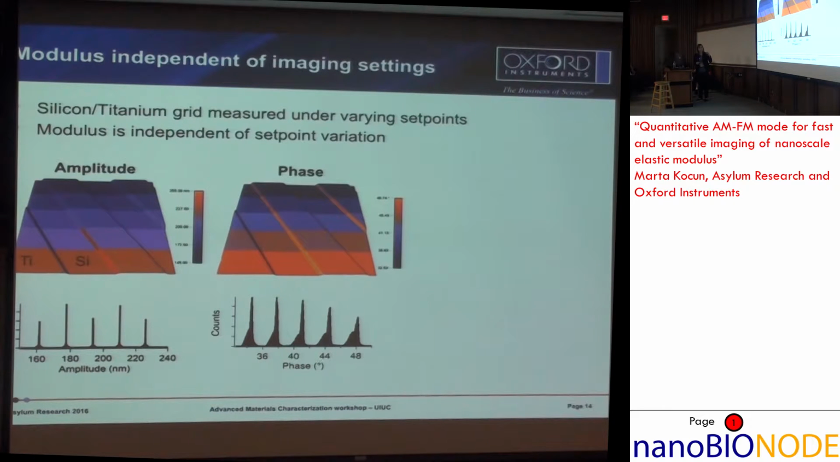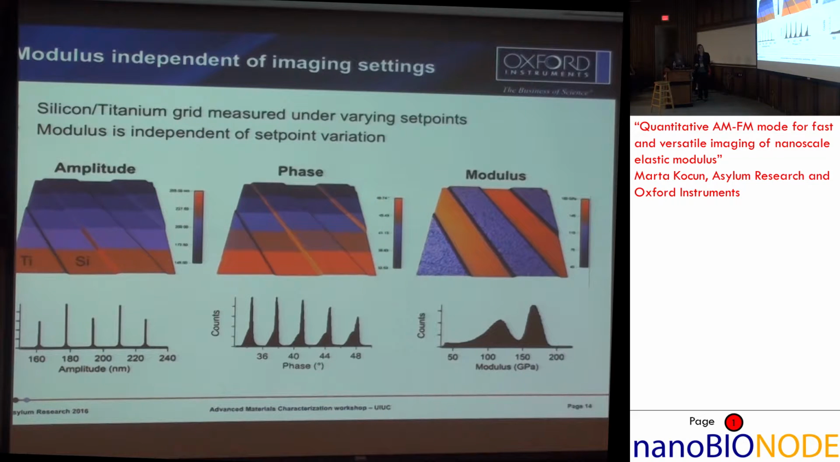And as you see in phase, you also see these horizontal stripes, which is just me changing the imaging settings. But if you calculate the modulus, you can clearly see that the modulus is not changing during the experiment. In orange you have silicon, and in blue are the titanium stripes on the sample. And if you do a histogram at the bottom, you can see that we are able to differentiate between the two materials very well.